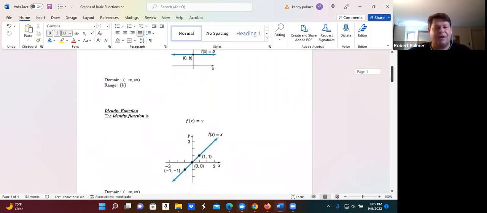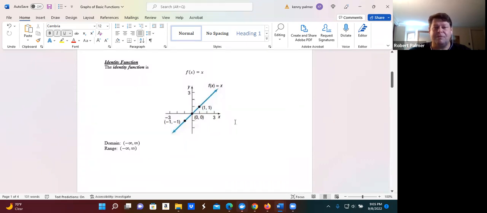Next, the identity function. As you can see, it's the graph of a straight line. Our function is f of x equals x. It's called the identity function because whatever x you plug in, that's your output. Your output is the same as your input. We can see some of the points on it. Plug in 0, you get 0. Plug in 1, you get 1. Plug in -1, you get -1. So its domain and range are both all real numbers, because it goes to the left and right, any number you want, and your output could also be any number you want.